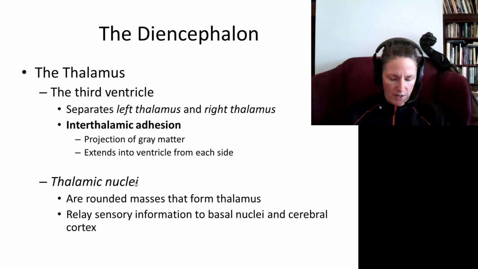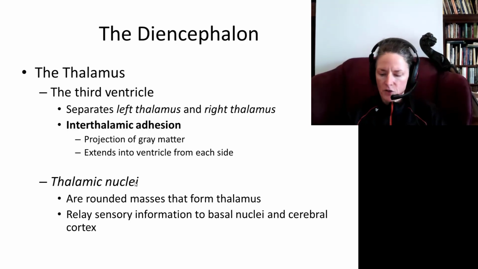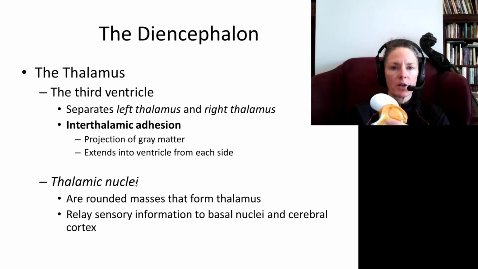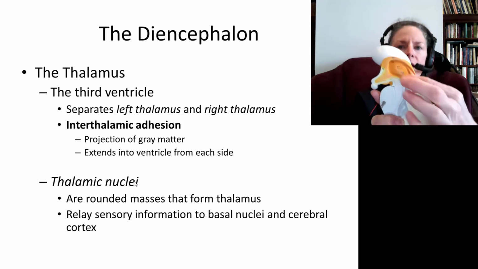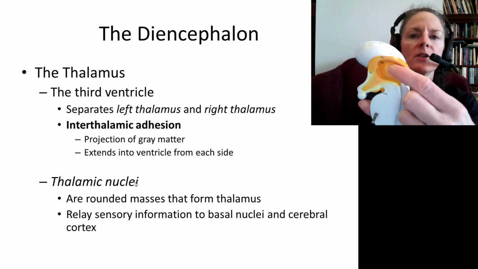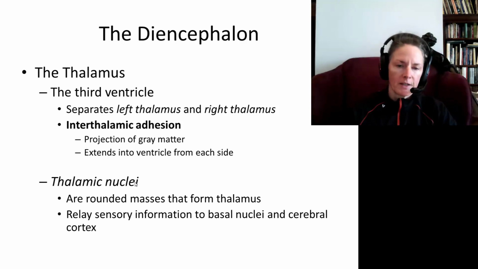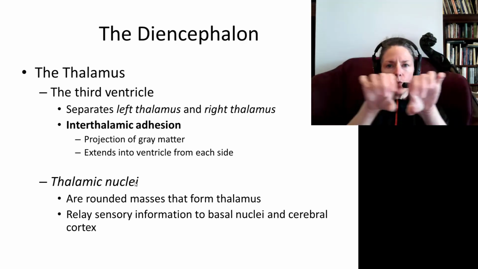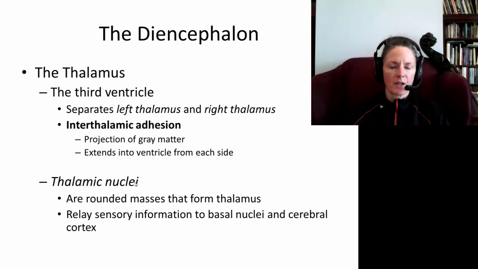The thalamus, if we look at the structure of it, are these two egg-shaped structures on either side of the third ventricle here. So we can see this sort of egg-shaped structure here. And there's a little gray matter bridge between them called the intrathalamic adhesion. And this is going to extend through the third ventricle and join the two thalamic halves.